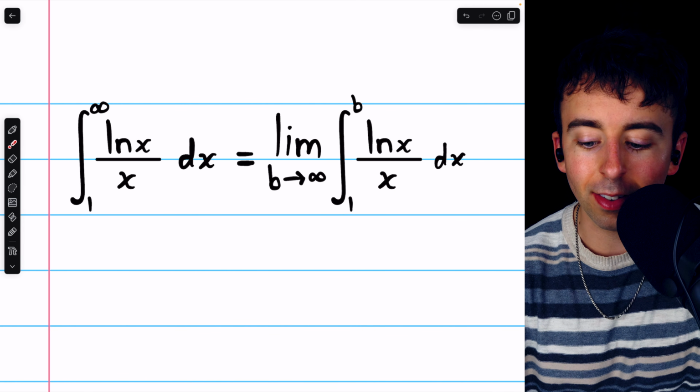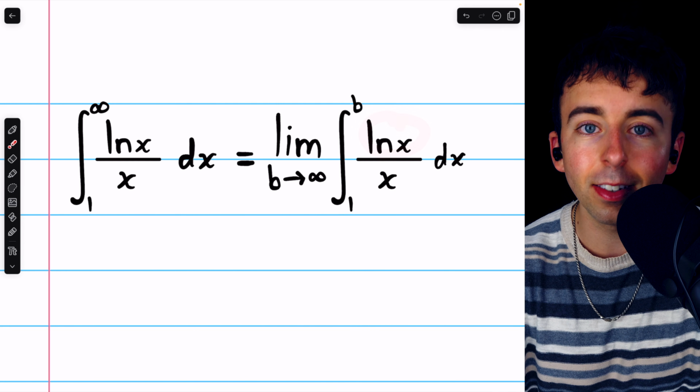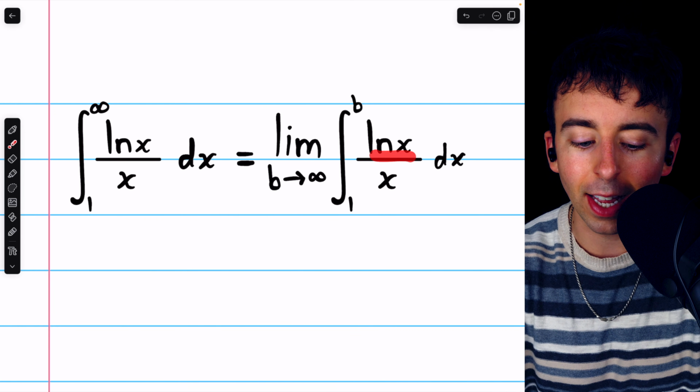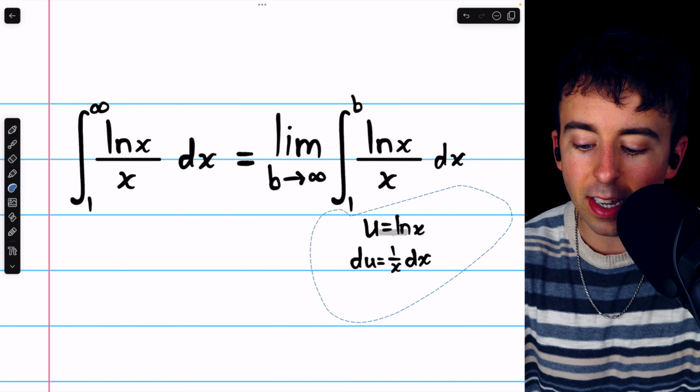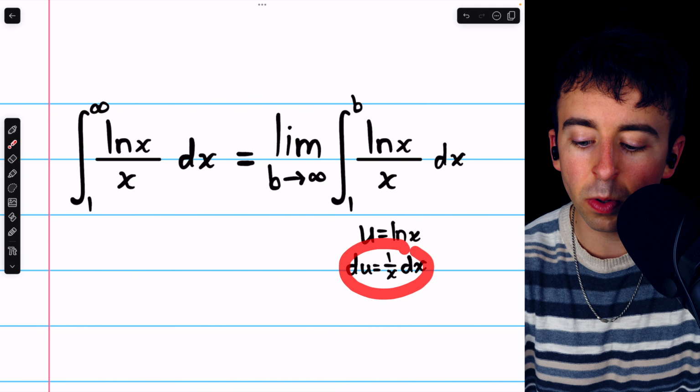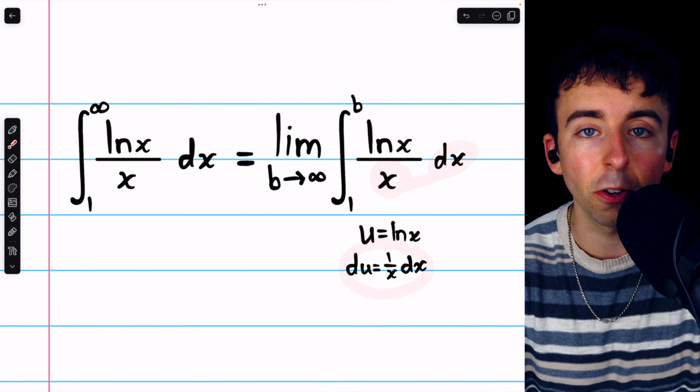Notice that the derivative of ln x is 1 over x. So if we let u equal ln x, then we'll have that du equals 1 over x dx, and so the du will take care of the rest of the integrand.